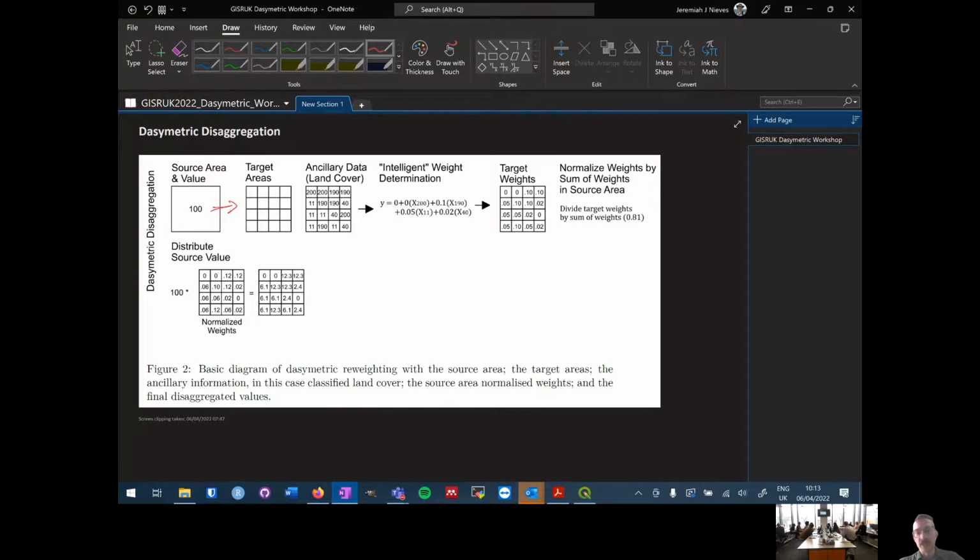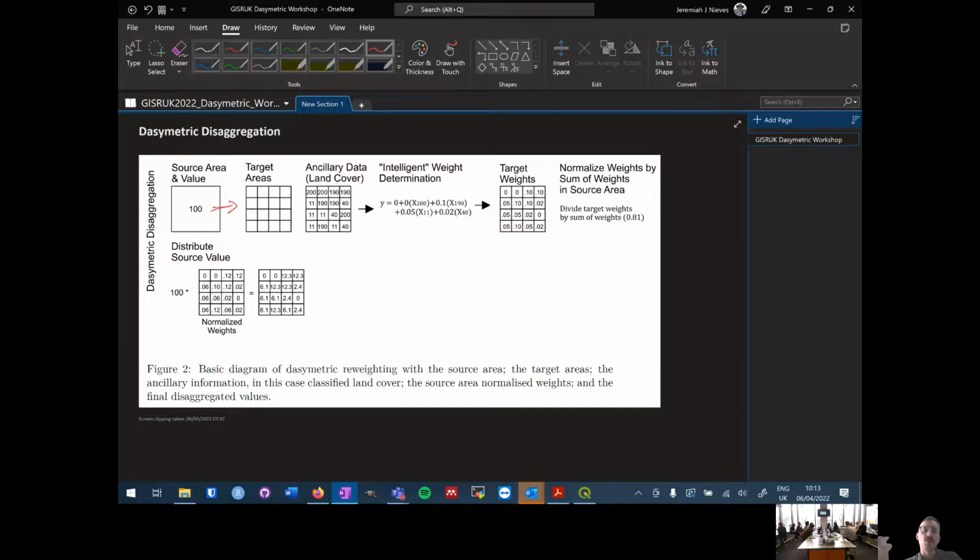Now, one flavor of dasymetric disaggregation is, okay, we will manually assign the weights a priori based upon expert knowledge of some sort. A common dataset or information that's used to assign weights is land cover. So the idea is that if we look at built settlement areas with built land cover, we can expect relatively higher population counts and population densities compared to agricultural land cover versus forested land cover versus swamp land cover, etc.